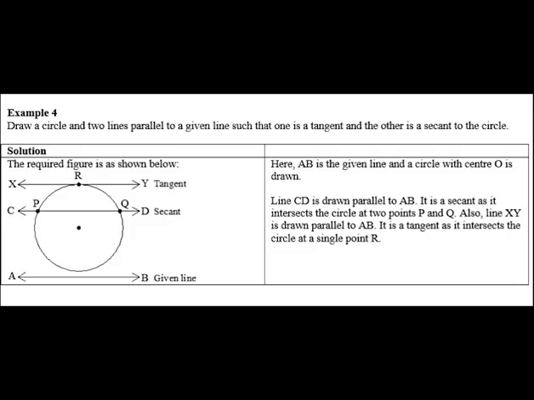Also, line XY is drawn parallel to AB. It is a tangent as it intersects the circle at only one point R.